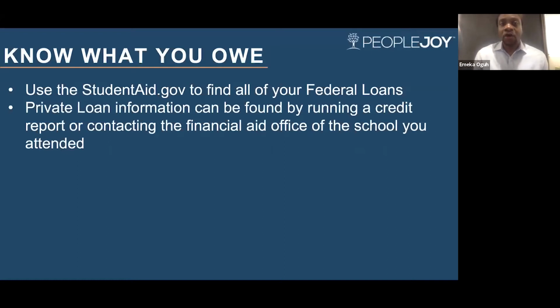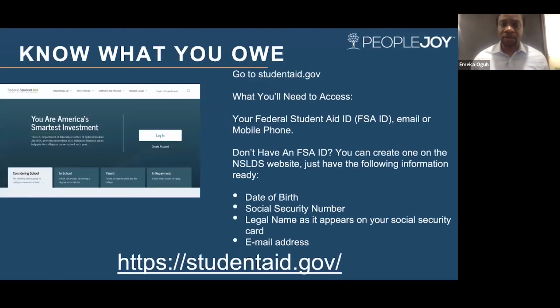You also want to know what you owe. Now, when you're going through school, you're going to have different servicers that will be giving you loans. You want to go to studentaid.gov. That's where you're going to find all of your federal loans. Private loan information can be found by running a credit report or contacting the financial aid office of the school that you went to. So with federal loans, where you're going to want to go to get this information is studentaid.gov.